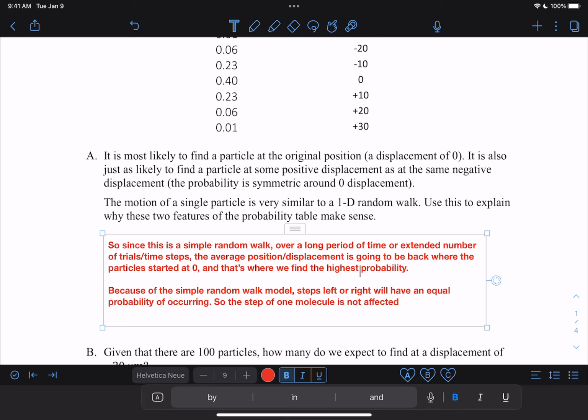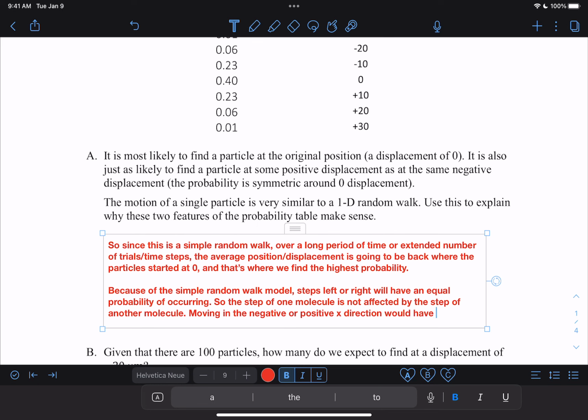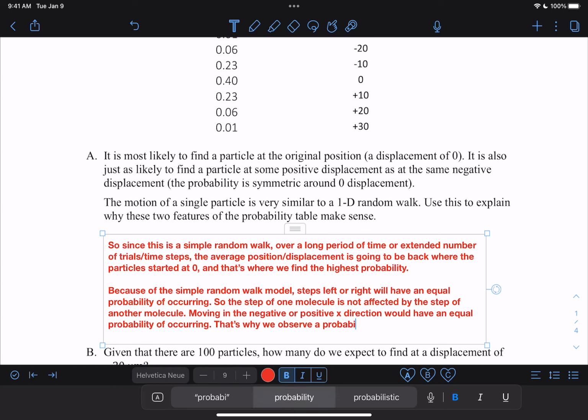So the step of one molecule is not affected by the step of another molecule. And so moving in the negative or positive x direction would have an equal probability of occurring. That's why we observe a probability distribution that mirrors itself on either side, producing a bell curve. And I would make sure to mention the bell curve idea there.